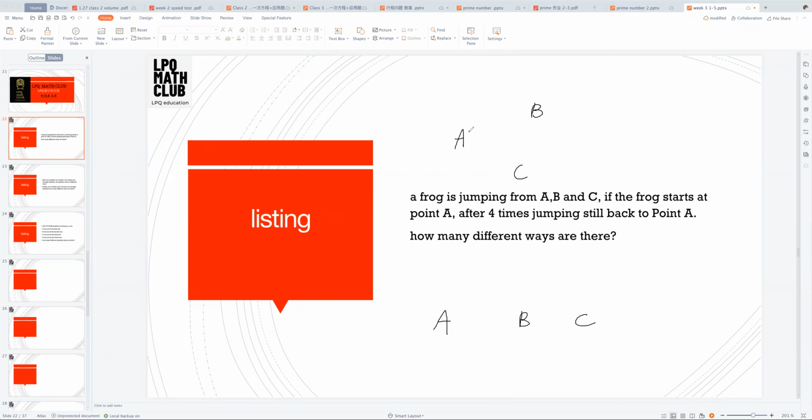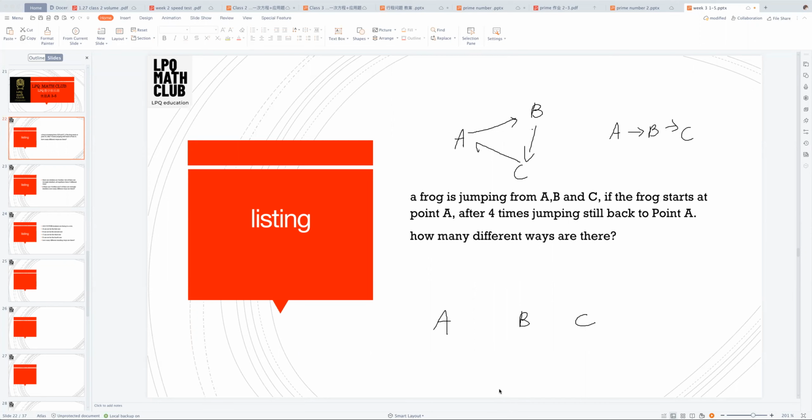So we can just start with A. It could be A to B, then B to C. So how many steps? 2 steps are there. Then we can have C to A. But unfortunately, how many jumps do we have to make? 4. So this is 3 jumps already back to A. It's not right. We have to have 4 jumps.